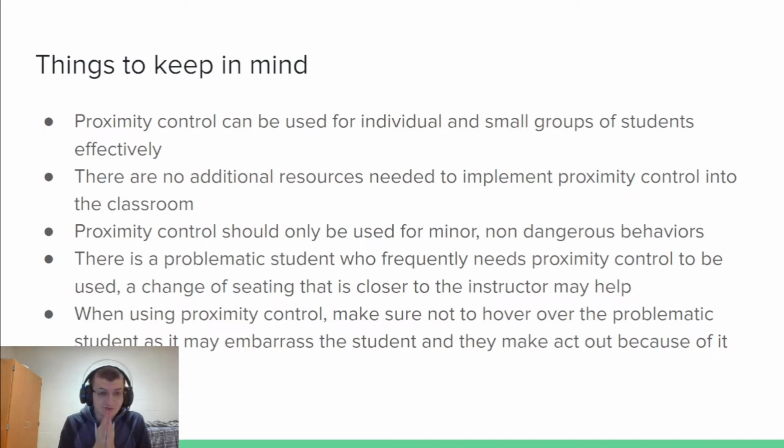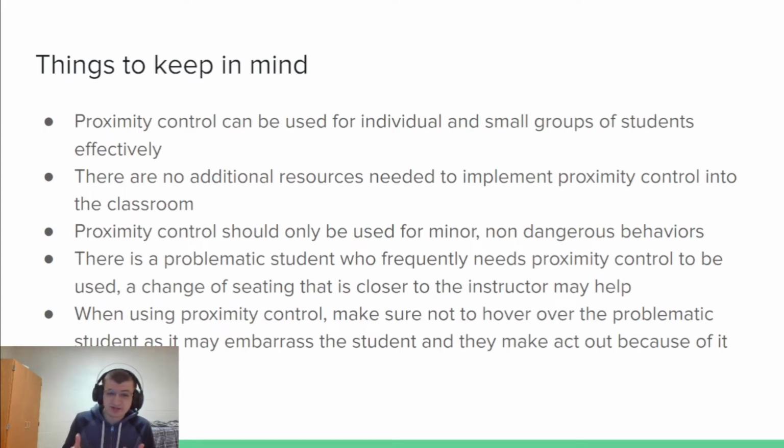Now, big thing to note: proximity control should only be used for minor, non-dangerous behaviors. If someone's falling asleep or talking with their friend on their phone, proximity control is useful. But if there seems to be something more serious, a bigger interruption, potentially a risk to the health and safety of those around the student, then proximity control is way too weak and something bigger should be implemented.